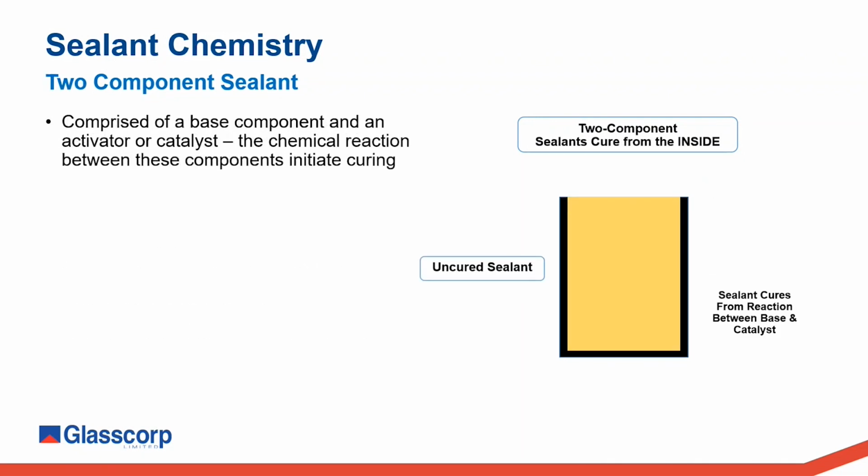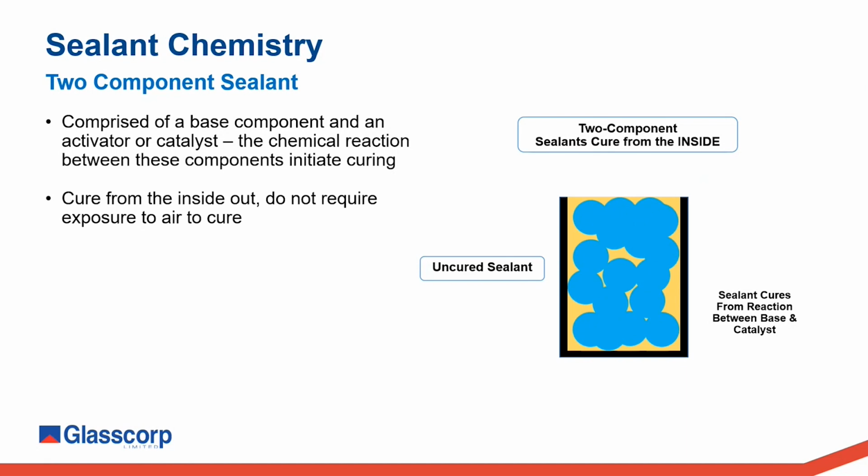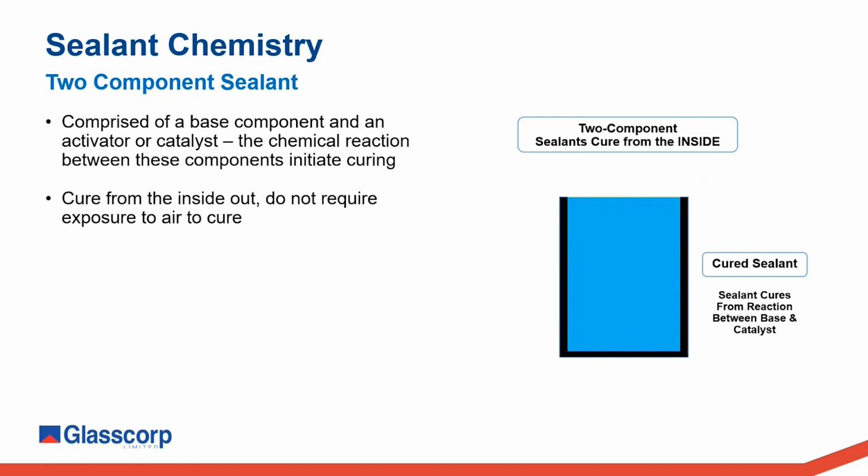Two component sealants are comprised of a base component and an activator or catalyst. The chemical reaction that takes place when these two parts are combined is what initiates curing. They don't require exposure to atmosphere as they cure from the inside out.